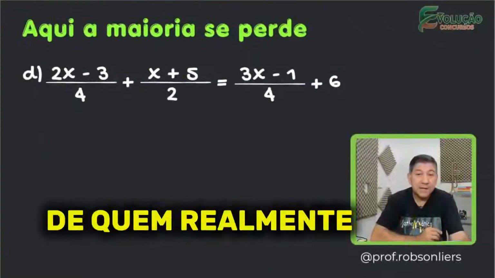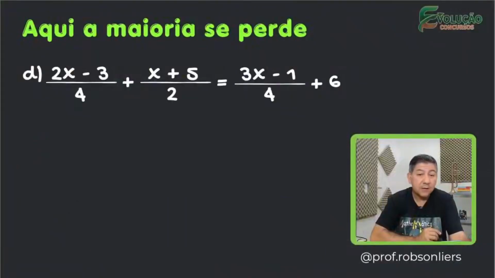Now, this is for those who really know how to solve it. Here, an equation with fractions. Take a look. 2x minus 3 over 4 plus x plus 5 over 2 equals 3x minus 1 over 4 plus 6. We can put a denominator here. Plus 6 over 1 is the same as 6, first step.